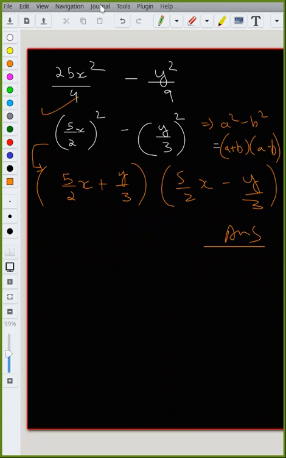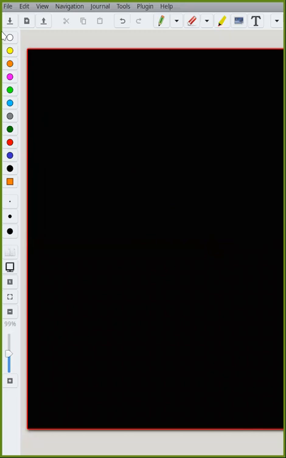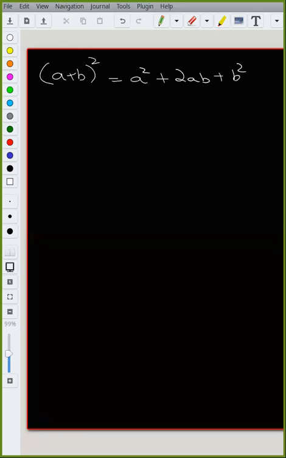Okay. So far, everything is clear. Now, pay attention over here. We have an identity (a plus b) the whole thing squared, which we know is a squared plus 2ab plus b squared. You already know this, right?